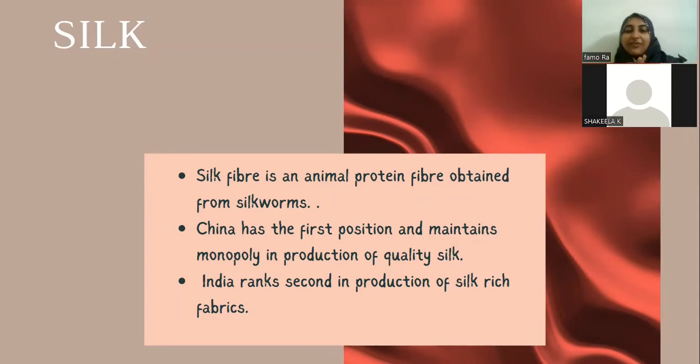Okay, so silk fiber, as we all know, is an animal protein fiber obtained from silkworms. The term used for the cultivation of silkworms for the preparation of silk is called sericulture. In very olden times itself, China was the main producer of silk, and now also it maintains the monopoly in production of very good quality silk. India ranks second in the production of silk-rich fabrics.